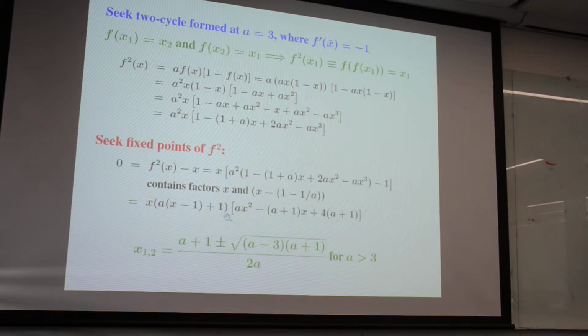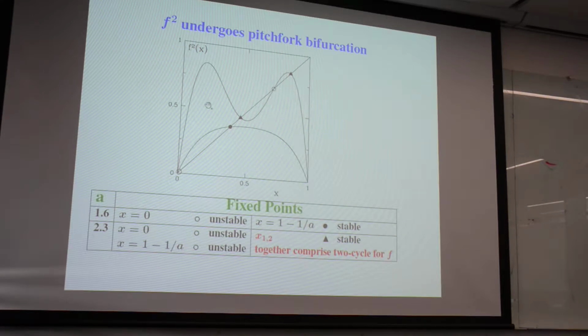So what is happening? What is this? What's happening is that F2 undergoes a pitchfork bifurcation. F was a quadratic map. F2 is a 4th order map. And here's what it looks like. And before the bifurcation, for a low, it looked like this, and above, it looked like this.